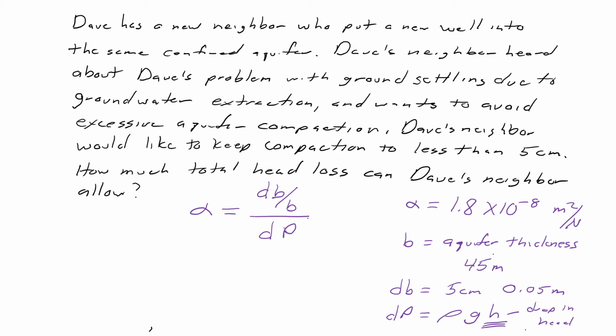So if we go back to our equation, what we're ultimately going to want to solve for is change in pressure, because then once we have the change in pressure, we can calculate how much head drop is needed to create that change in pressure and still stay below this 5 centimeter threshold. So if we rearrange our equation here to solve for the drop in pressure, we then end up with dB over B over alpha. Now we're going to switch over here to the next slide.